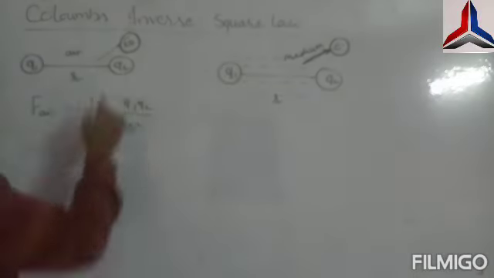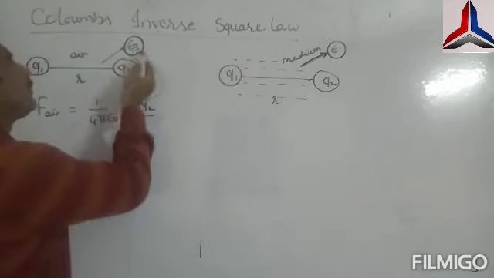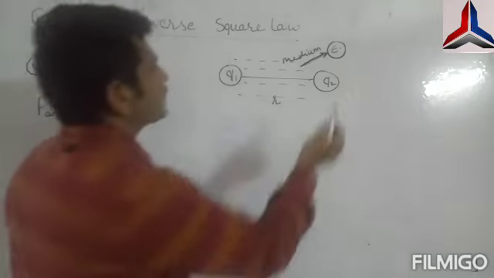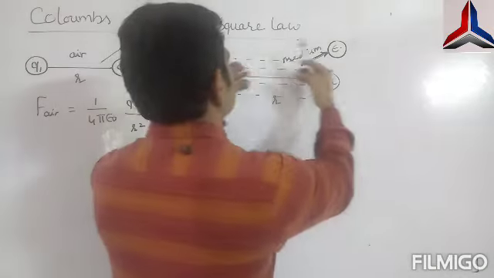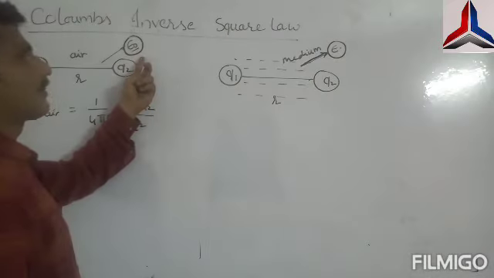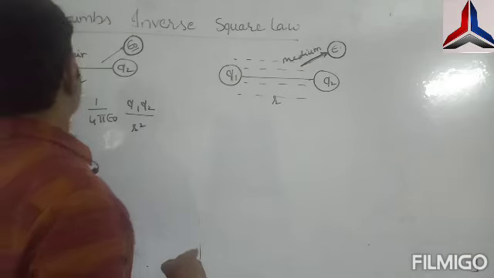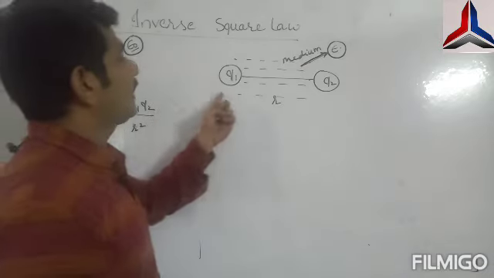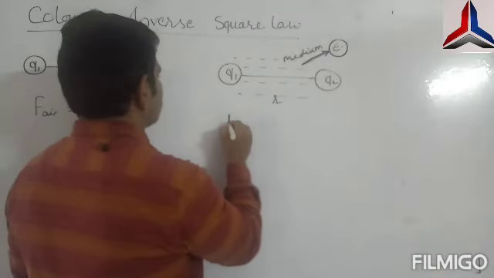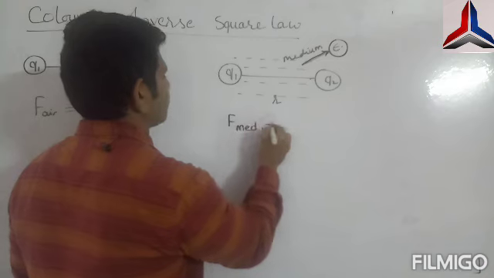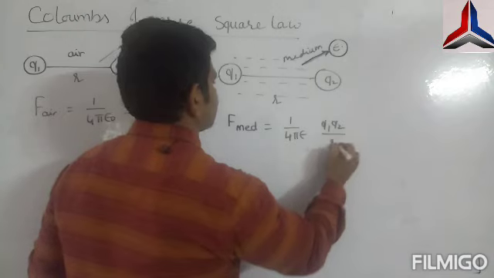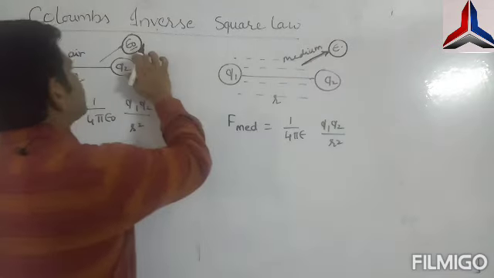Look here, this is a number, a numerical indication of how the two charges interact with each other. So this number is different and this number is different. That means the charges' interaction in air is different from that in a medium. So we can take the formula: the force between two charges in a medium is 1 by 4 pi epsilon Q1 Q2 by R square. Obviously this value is greater than this value.